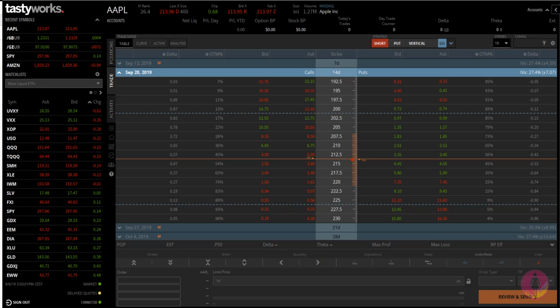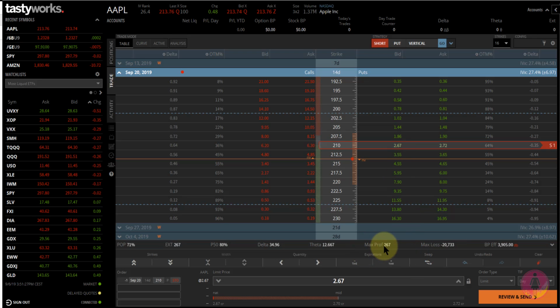A credit spread is selling an option to create credit and hedging to prevent risk by buying another option to cover. We protect ourselves by buying another option to have a small margin needed when we trade. Now, I will explain that right now. If I sell an option, you can see that my maximum profit is 267 and my maximum loss is 20,727. I don't have that sort of margin, and probably neither do you, but I still want to trade this.